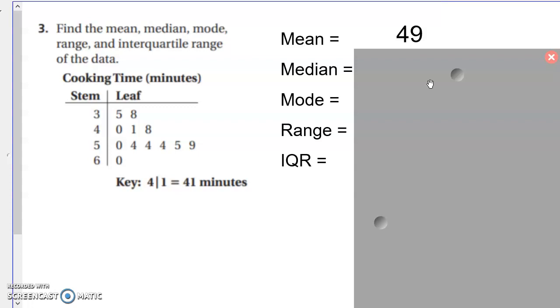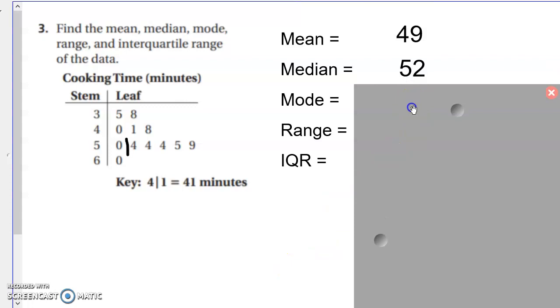Next up is the median, and you know the median is the middle number. Well, when we have 12 numbers here, that means my middle number is going to be between the 6th and 7th numbers. So 1, 2, 3, 4, 5, 6. So my median is going to be between 50 and 54. So what that means is I pull out my handy dandy calculator again. 50 plus 54 equals 104, and then I divide that by 2, and that gives me the median of 52.